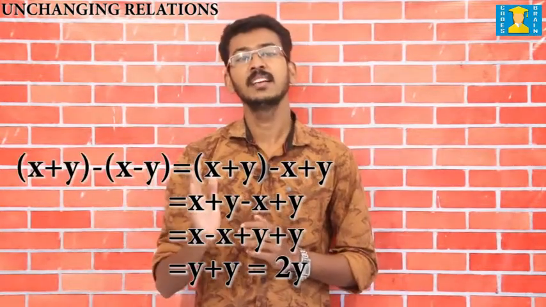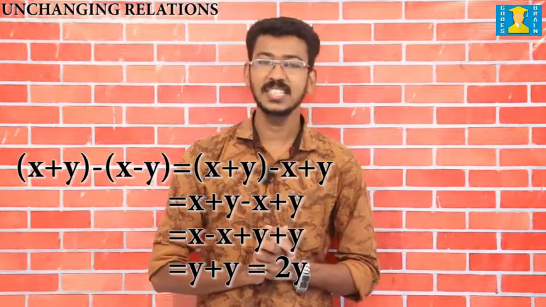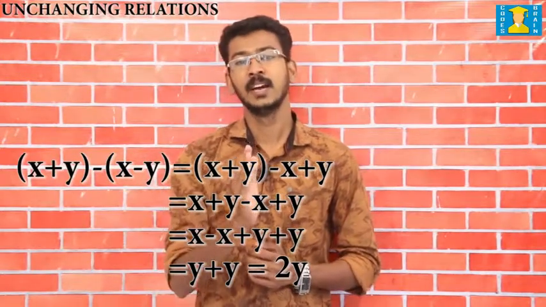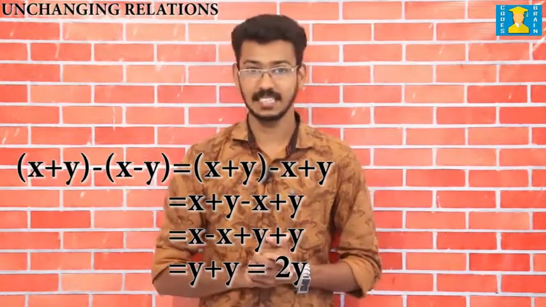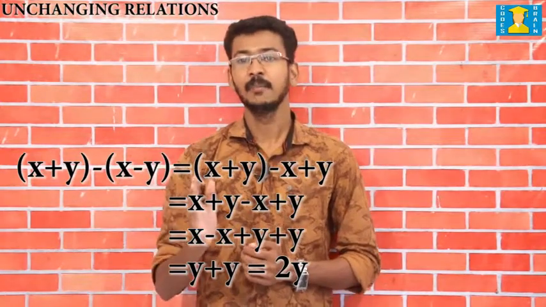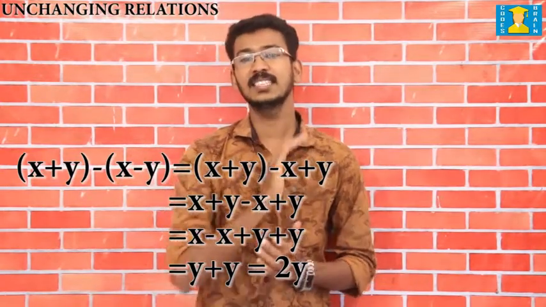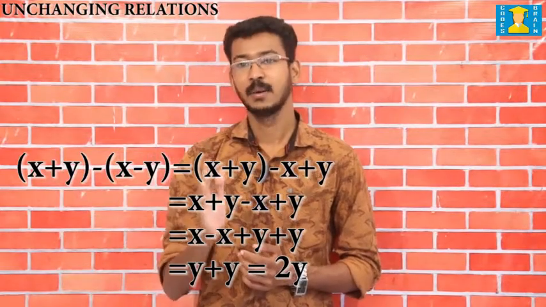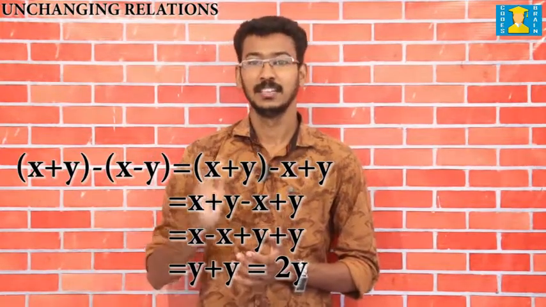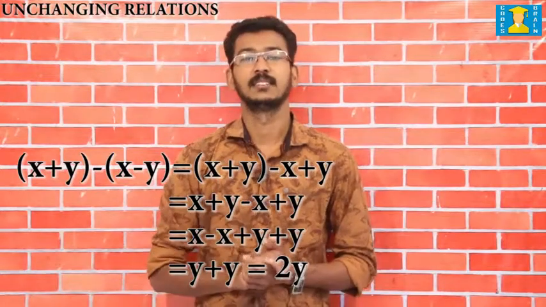Now let's see the result when the difference of two numbers is subtracted from their sum. x plus y minus (x minus y), which is equal to x plus y minus x plus y. The next step is x plus y minus x plus y, which is equal to x minus x plus y plus y. So the final step will be y plus y. Answer is 2y. That is, subtracting the difference of two numbers from their sum gives twice the smaller number.